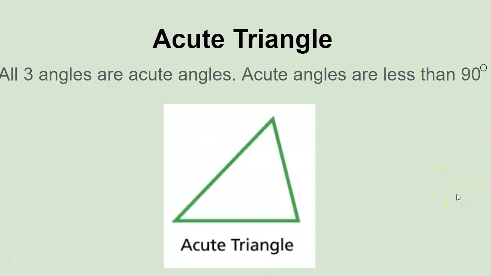Okay, next up we have an acute triangle. And in an acute triangle, all three angles are acute angles. Acute angles are less than 90 degrees. So they're smaller than the right angle. And all three angles are acute. Pause the video, write down the notes, draw a little picture, and push play when you're done.